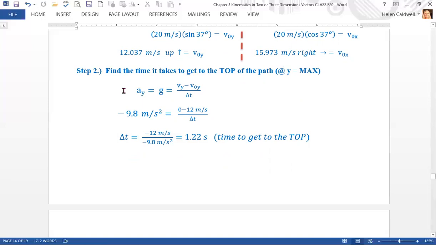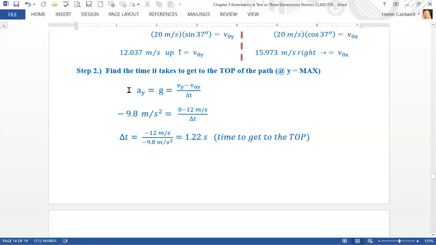All right, so annotate. A sub y is equal to g, which is equal to Vy minus V0y over delta t. Remember, you have to write down the equation. If you wanted to leave off the a sub y in the first equal and just say g is equal to Vy minus V0y over delta t, that would be fine. If you wanted to leave out the g in one of those equal signs and just write ay is equal to Vy minus V0y over delta t, that would also be okay, as long as when you plug in, you know what you're doing.